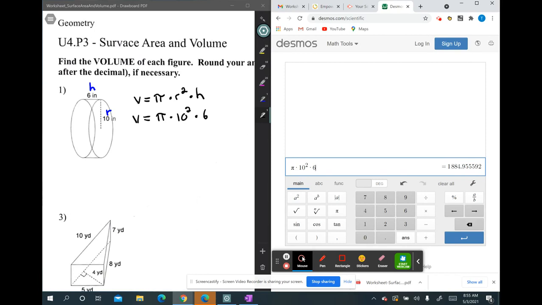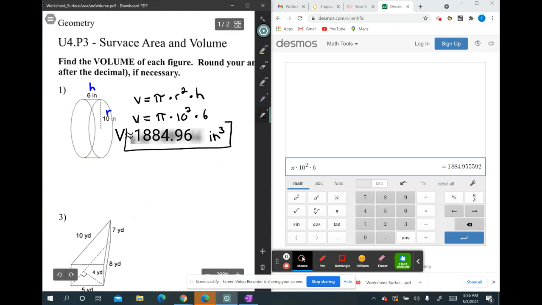So the third digit, if it's 5, 6, 7, 8, or 9, you're going to bump it up. If it's anything less than 5, so 4, 3, 2, 1, 0, then you just cut off the rest of the number. So our answer is going to be V is approximately 1,884.96. And then because my units are in inches and we're talking about volume and it's 3 dimensions, it's going to be cubic inches or inches to the third. And that's our answer for that problem.